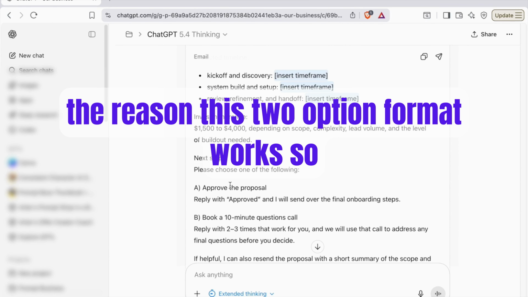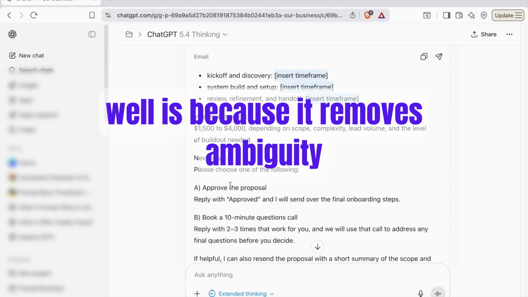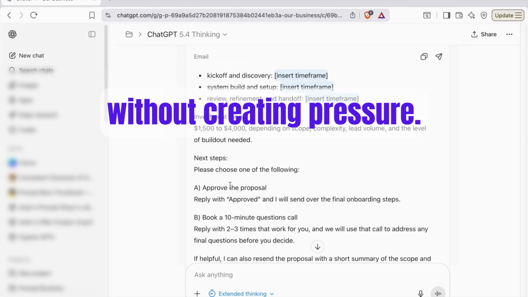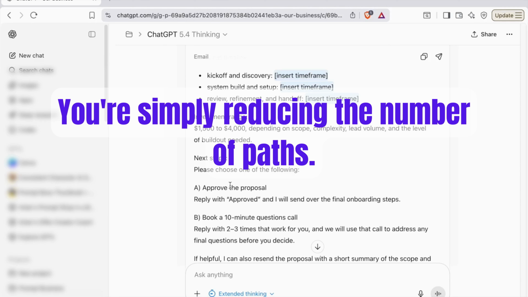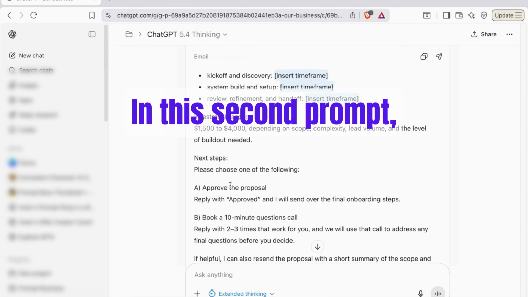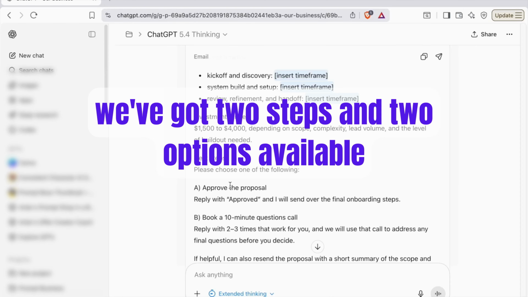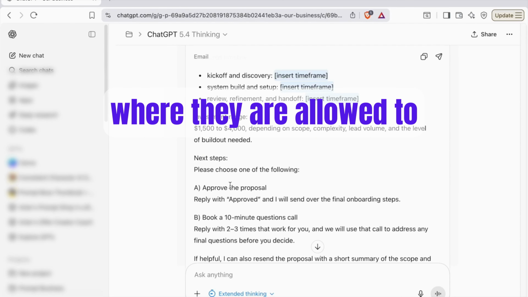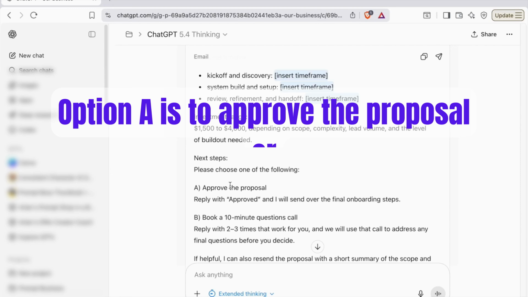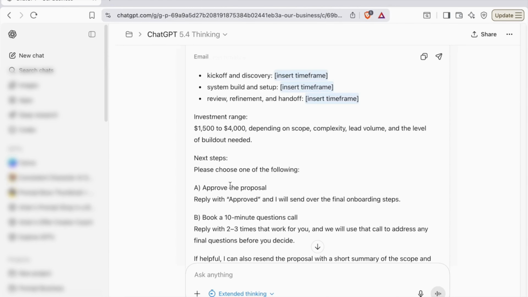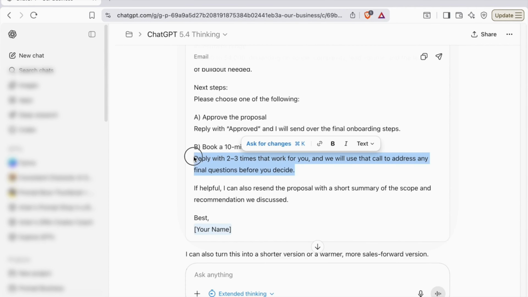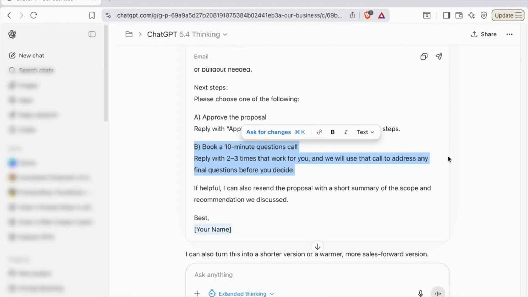And again, the reason this 2-option format works so well is because it removes ambiguity without creating pressure. You're not forcing a yes, you're simply reducing the number of paths. In this second prompt, we've got 2 steps and 2 options available: option A is to approve the proposal, or option B is to take a short call to ask final questions. So if they have more questions, then at that point they can come back and ask you those questions, and that may be a second call.